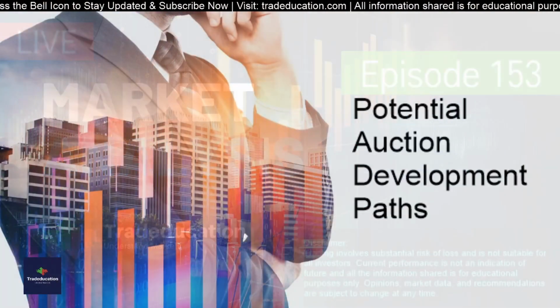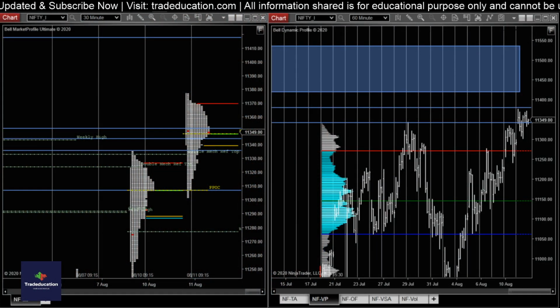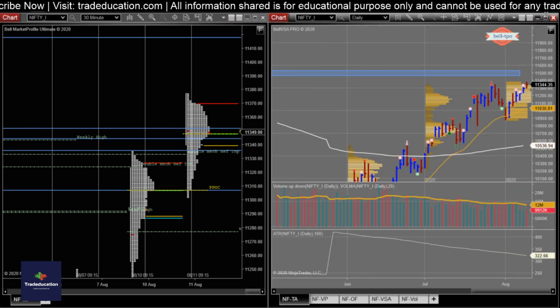Okay. So with that, let me quickly share my screen and let's look at the potential option development paths for today. Let me first start with the daily chart.